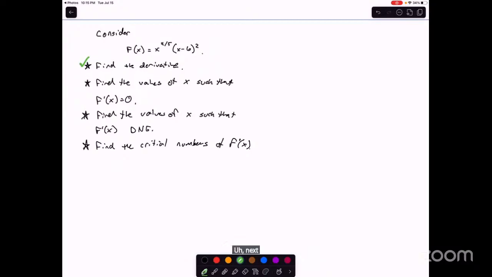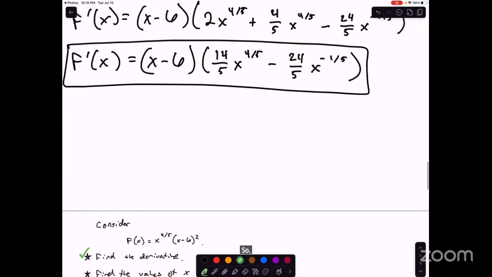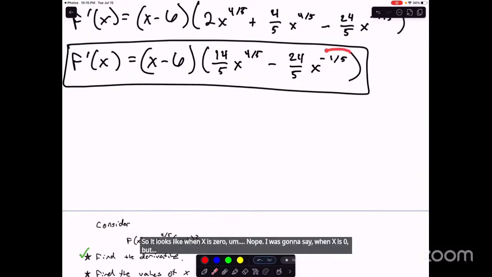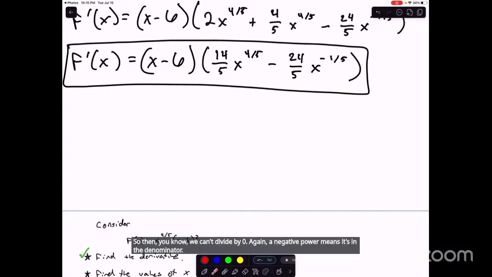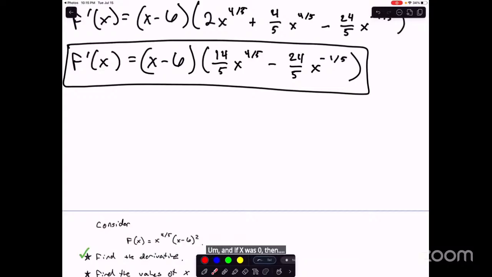Next we want to find the values of x such that f prime is 0. So we want to set this result equal to 0 and solve. So it looks like when x is 0, nope. I was going to say when x is 0, but this x is in the denominator. So then we can't divide by 0. Again, a negative power means it's in a denominator. And if x was 0, then it would spit out an error. So because it is a negative power, x equal to 0 can't be one of our results.